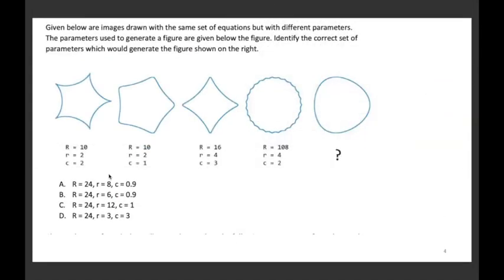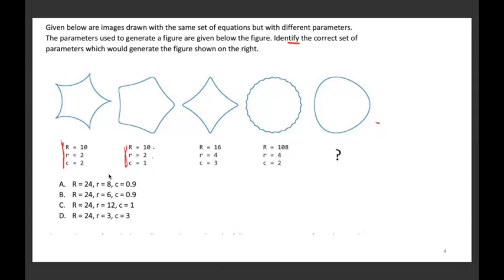Here you're given images drawn with the same set of equations but with different parameters. The parameters are different, which means the logic of how these numbers and the figures relate is the same, but the numbers are different here. The parameters used to generate the figure are given below. Here we have to identify the correct set of parameters which would generate the figure shown on the right.